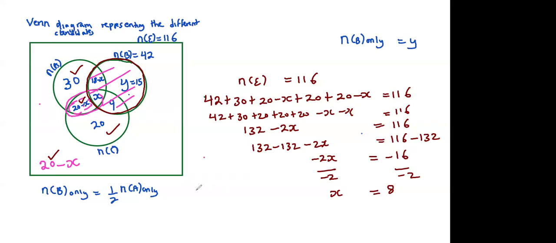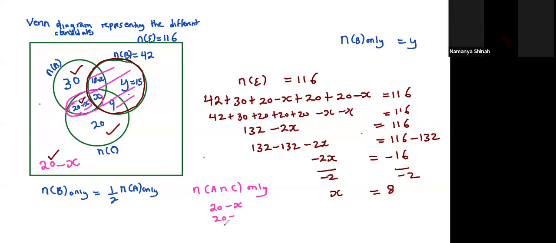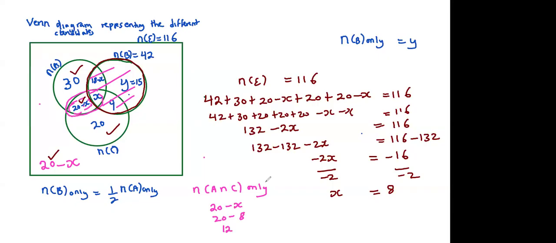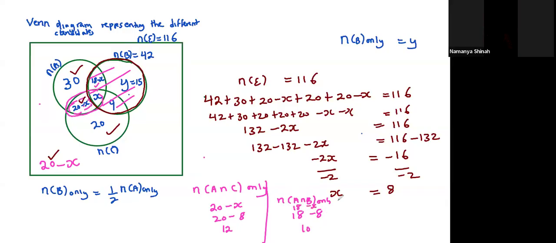I calculate for n of A intersection C only. I will set it as 20 minus x, so it is 20 minus 8, which gives me 12. Then I calculate the other one here, n of B only. This is 18 minus 8, which is equal to 10, because we had 18 minus x, which is equal to 10.